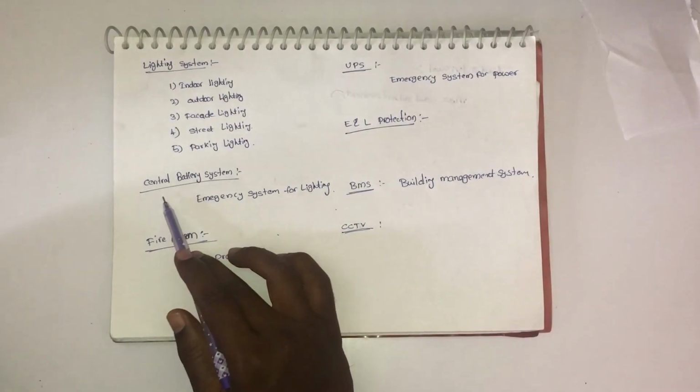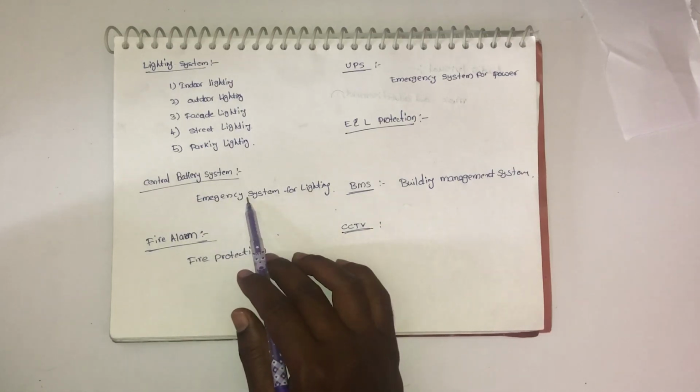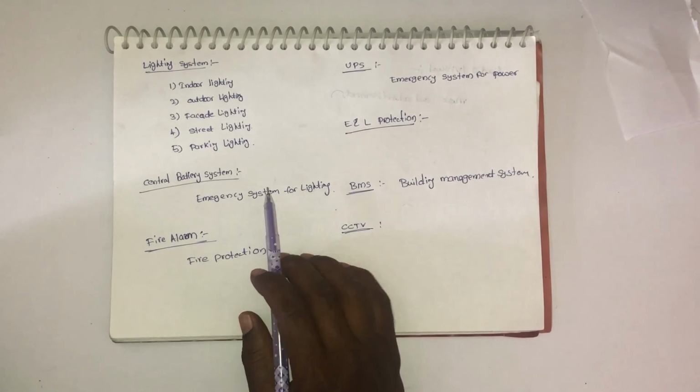So next one is the central battery system. The central battery system is an emergency system. It supplies backup power to the emergency and exit lights. So there is no need to have a separate battery inside the emergency light and exit light. The central battery supplies the backup source to the emergency lighting.